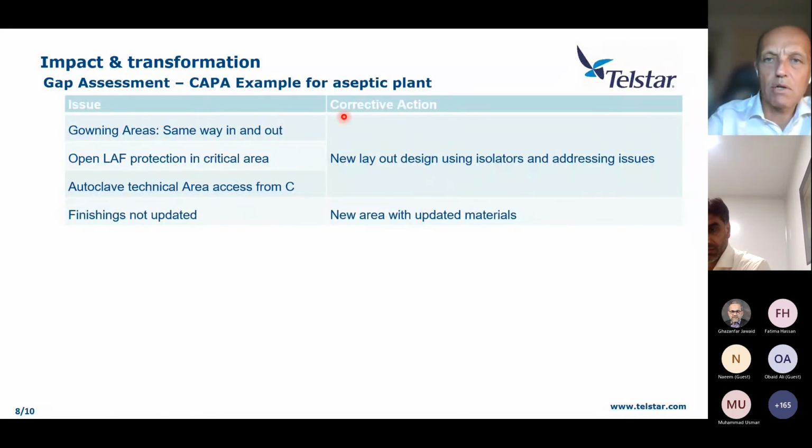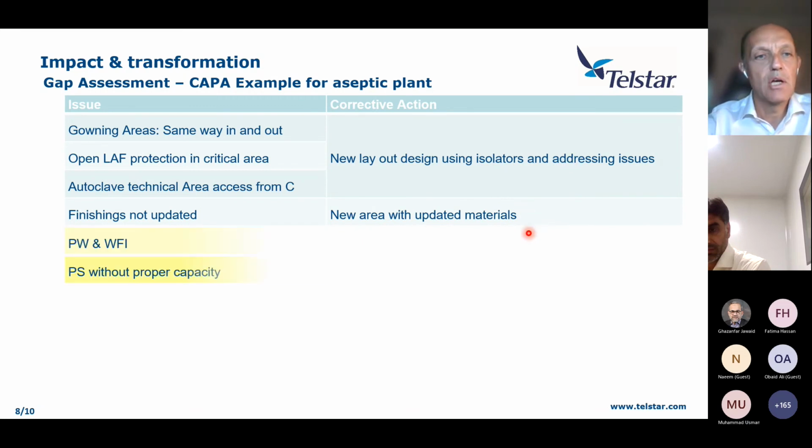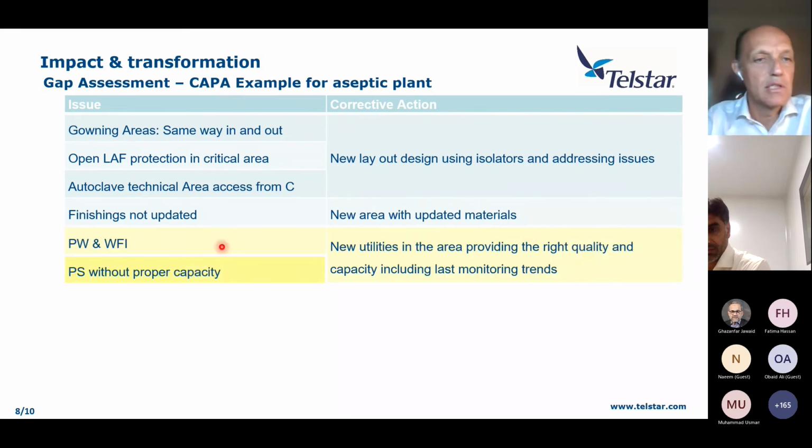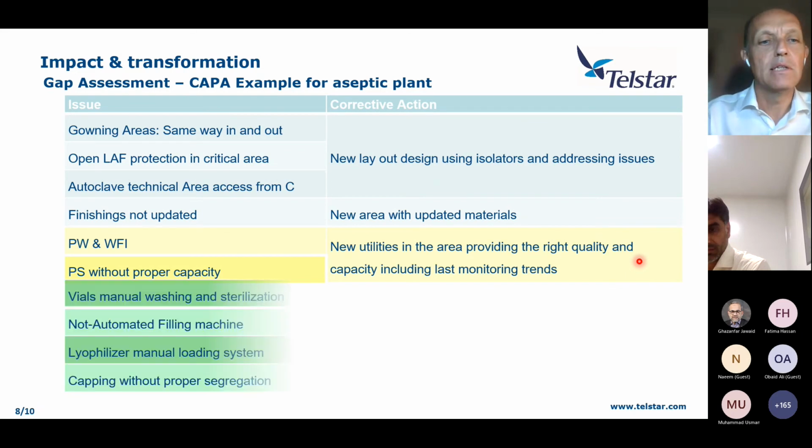So the corrective actions for the first three points were a new layout, using an isolator, and addressing the issues. And for the last one, the new area will have updated materials. When talking about utilities, purified water, water for injection, and pure steam, in this case new utilities had to be introduced because the old ones were not complying and did not have enough capacity.